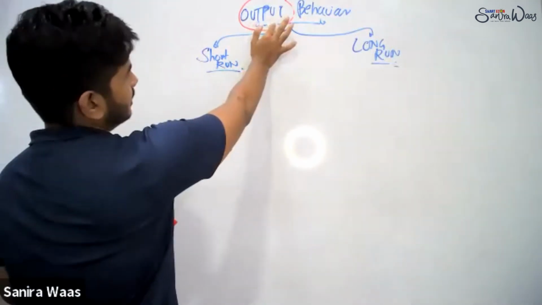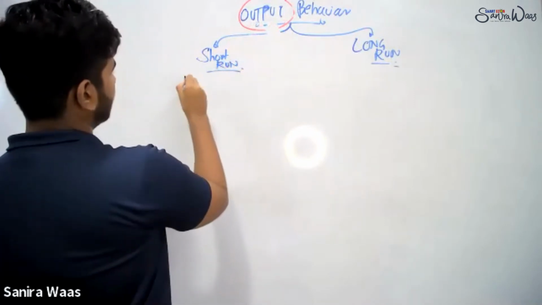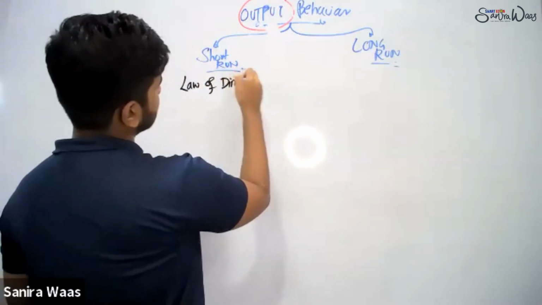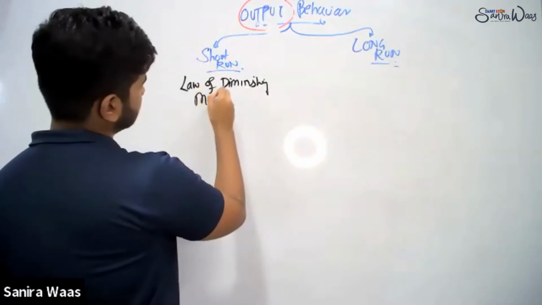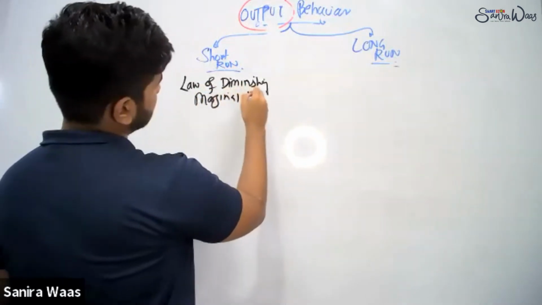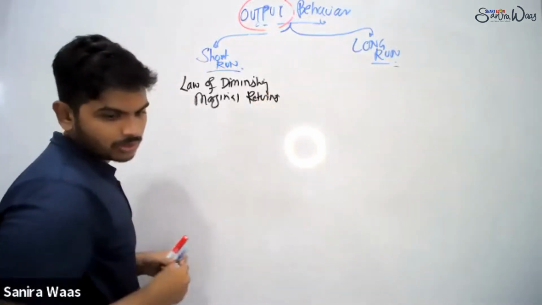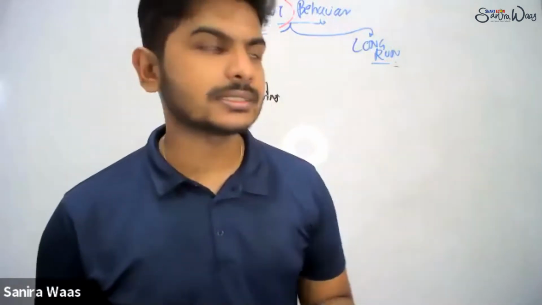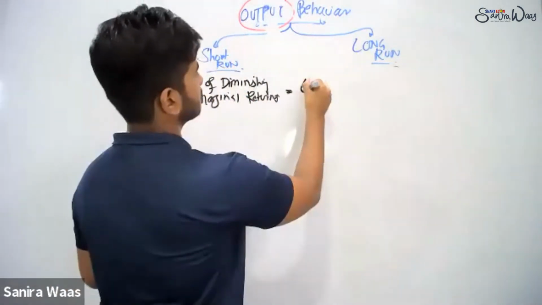Output behavior in the short run is explained by what? Law of diminishing marginal returns. Right. Okay. Now I need to know one thing. Law of diminishing returns and law of diminishing marginal returns. Is it the same or not?